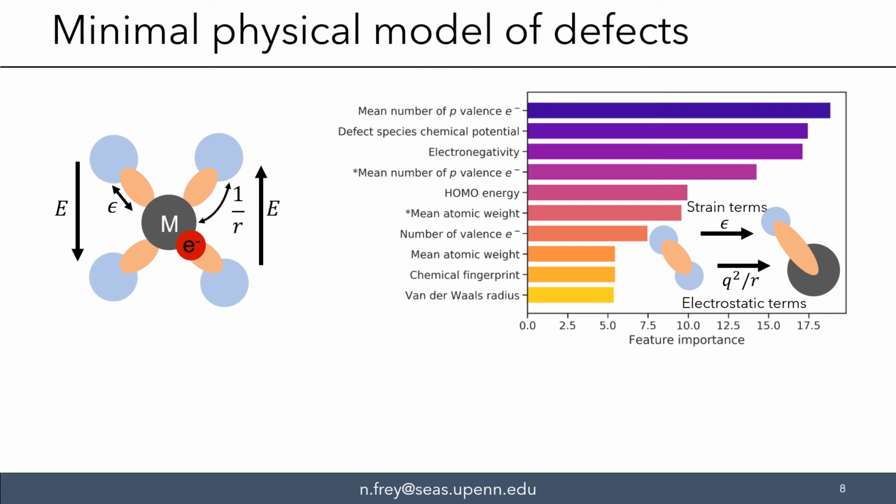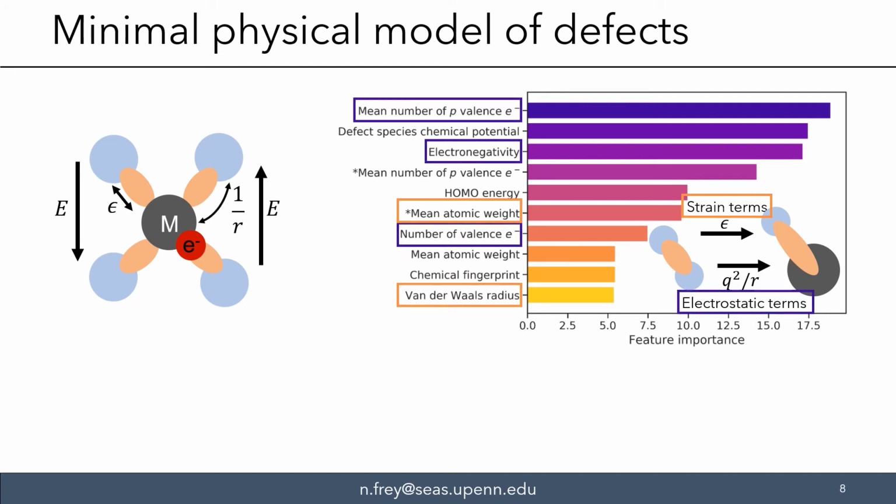Some of the particular properties are listed here in rank from their importance, and they really fall into two categories. The first are strain terms that correspond to the bonds in the lattice spontaneously relaxing due to the defect, trying to lower the energy. And then the second category is really all the messy electrostatic interactions, charge transfer, things like that.